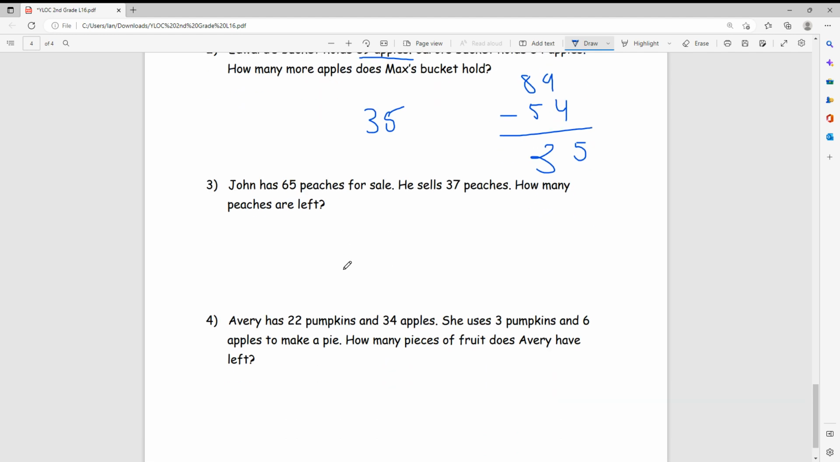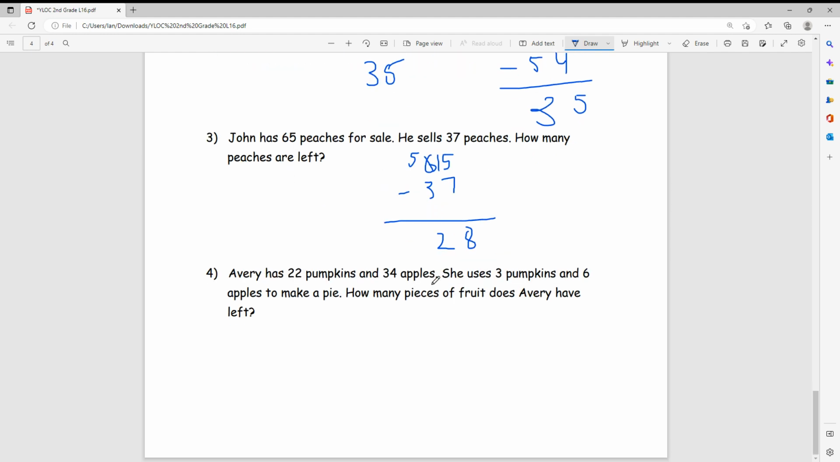Number 3, John has 65 peaches for sale. He sells 37 peaches. How many peaches are left? So if he sells them, 65 minus 37, right? So then since 5 can't go to 7, we subtract this by 1, which would be 5 here instead of 6. Transfer this here, so 15 minus 7, right? And then 15 minus 7 is 8. 5 minus 3 equals 2.